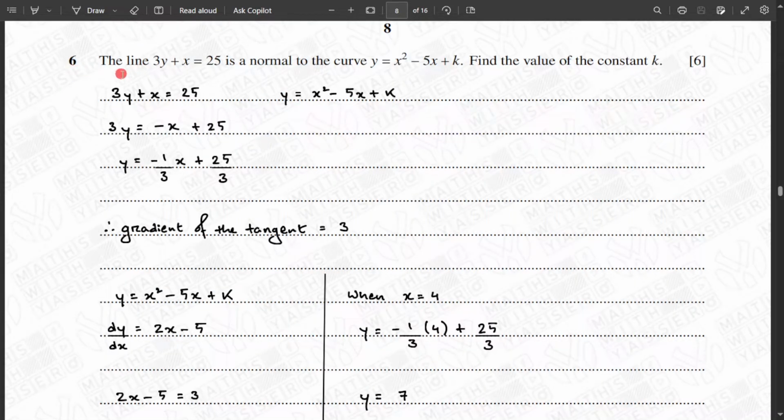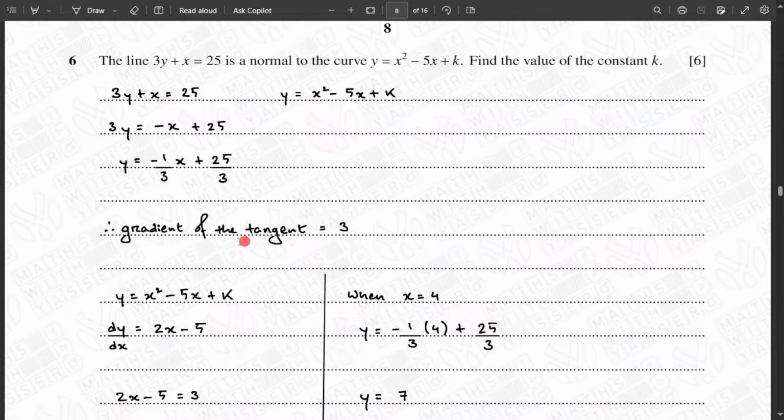Question number 6. The line 3y plus x equals 25 is a normal to the curve y equals x squared minus 5x plus k. Find the value of the constant k. So 3y plus x equals 25, and y equals x squared minus 5x plus k. We can say 3y equals minus x plus 25, or we can convert this into the format y equals mx plus c. So y equals minus 1/3 of x plus 25 over 3.